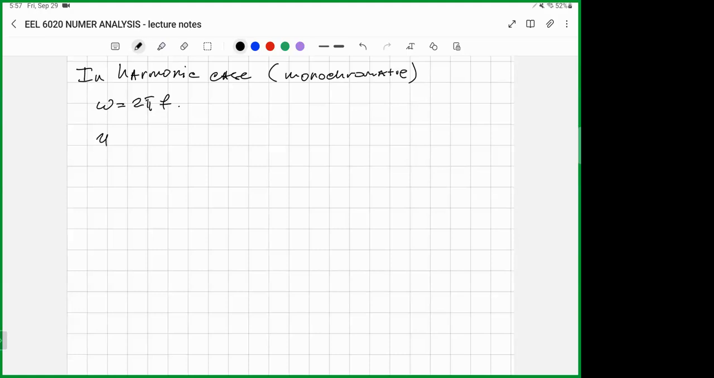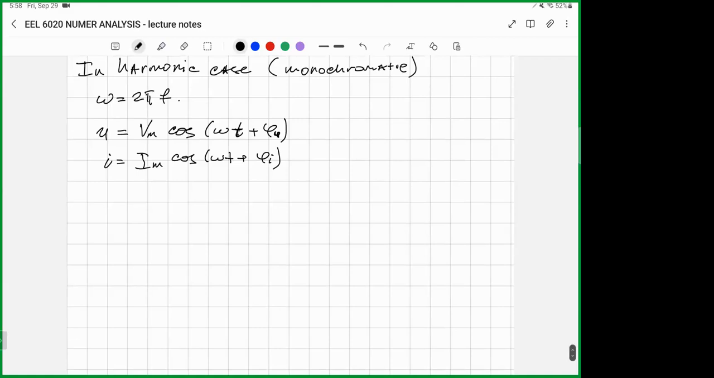Right, and the most general form for the harmonic voltage is something like this. The voltage is equal to the amplitude, voltage max, times cosine omega t plus some phase phi u. It's the initial phase of the voltage. When you take time equal to zero, you get cosine phi. And the current is given by the amplitude of the current times cosine omega t plus phi I. So this is the most general form for the harmonic current.